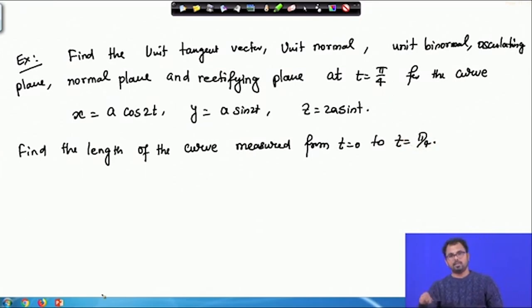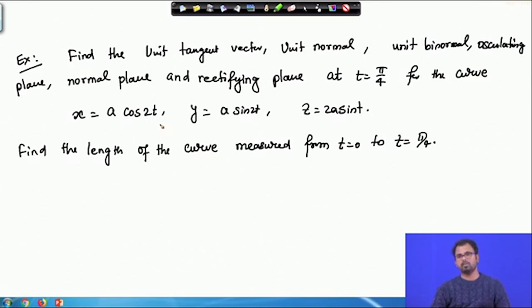So this is a very nice example to practice all the things that we have studied before. First of all, you can write this x, y, z as the equation of a curve, as r equals f(t), a vector equation, and then from there you can calculate dr/dt, d²r/dt², r triple dot, and r triple dot at t equals pi by 4.